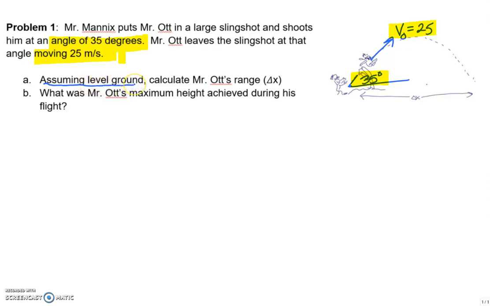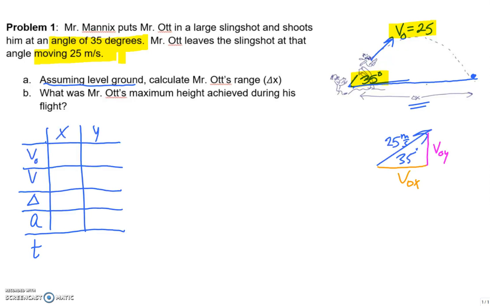If we assume level ground, then the point of launch is the point of return, and there will be no change in vertical position from the beginning moment to the ending moment. It'll start at the 0 level, it'll end at the 0 level. And delta x is the range, how far Mr. Ott will fly horizontally.